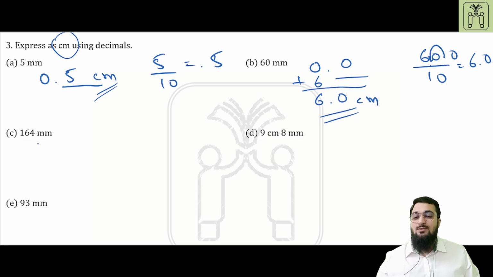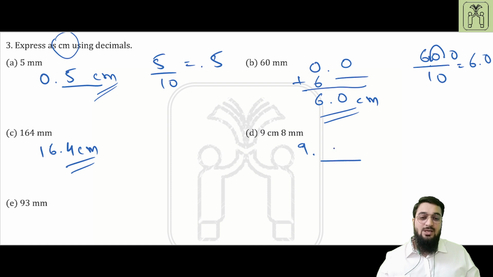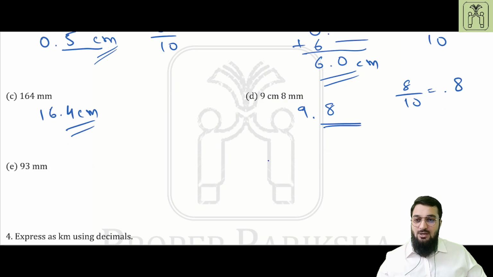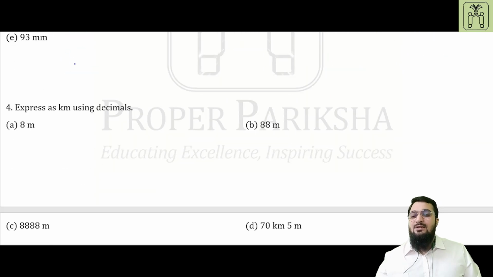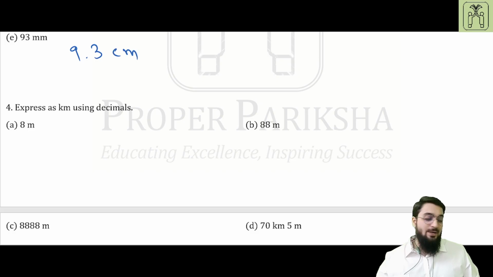Coming to the next part, 164 millimeters, again we will divide it by 10 and the resulting answer will be 16.4 centimeters. Again 9 centimeter 8 millimeter, 9 point dash and that will be 8 divided by 10 which will give 0.8 and that will give you 9.8 as the answer. Coming to the next part, that is 93 mm. 93 mm divided by 10, which is clearly visible, it will be 9.3 centimeters.